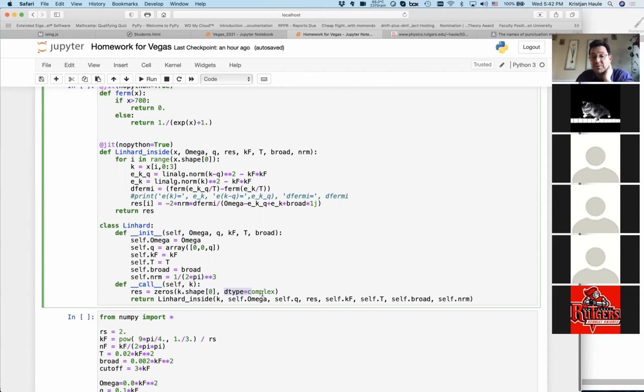And now we need to make sure that this value is complex, not real, but complex. So this is very important. If we don't set it to complex here, then we're going to truncate everything to real numbers, and it's not going to work properly. So this has to be set to complex.